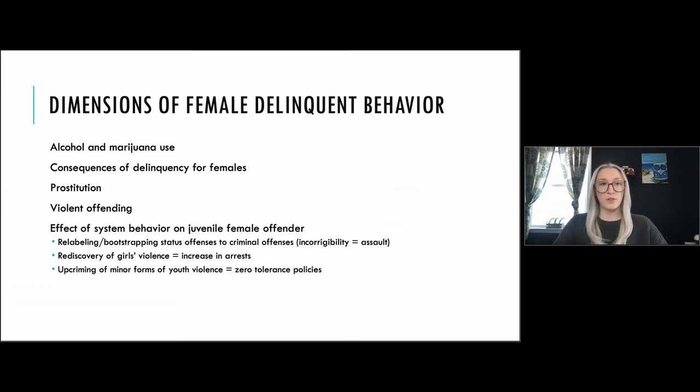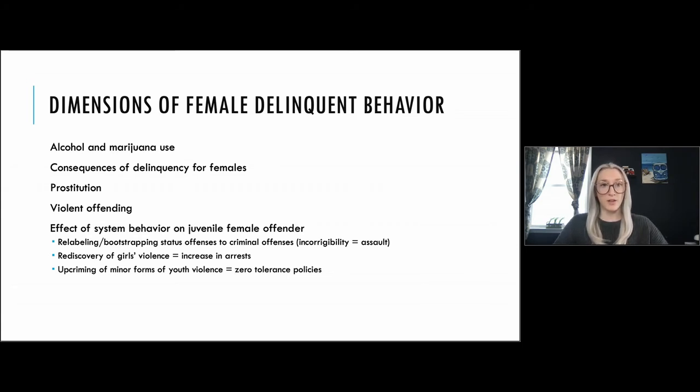So we have this relabeling or bootstrapping, where you have status offenses being turned into criminal offenses. So for example, incorrigibility was defined as a status offense. Now we call that assault. You then have rediscovery of girls' violence, leading to an increase in arrests.